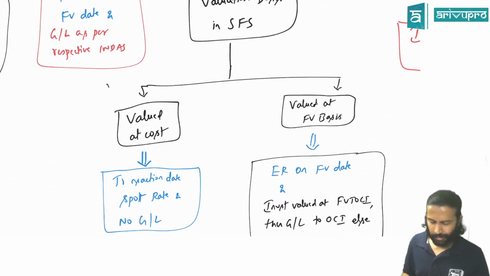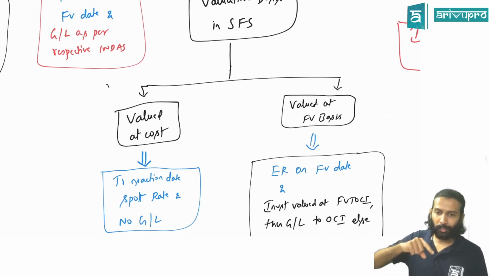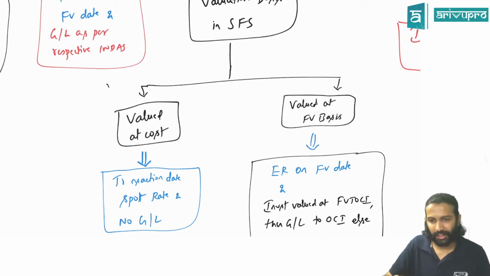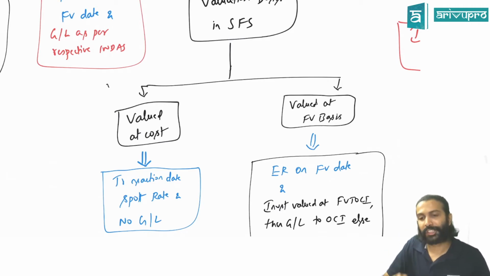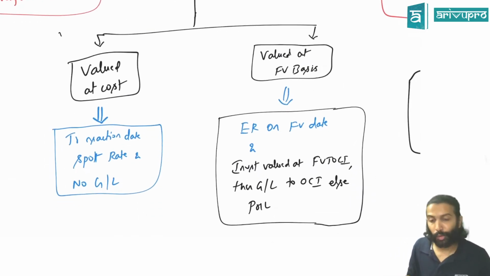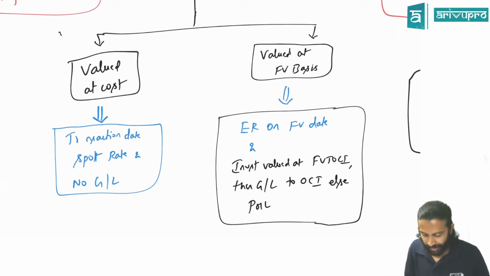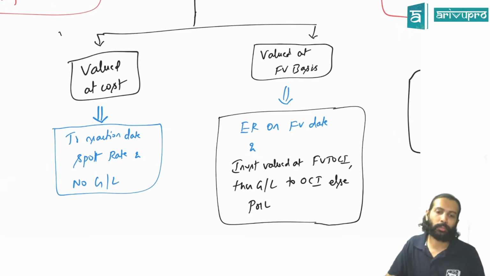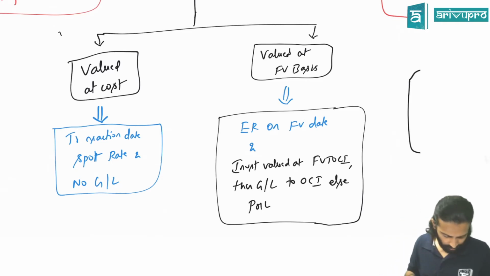Suppose you are valuing the investment on fair value basis. Now, if a non-monetary item is valued at fair value, what will happen? There will be some gain or loss. To find out that gain or loss, first you have to use the exchange rate. On which date? Not on the transaction date, but on the day on which you found out the fair value. That's what we have written as exchange rate on the fair value date. Now this gain or loss: if you're following the FVTPL method, it will go to P&L. Otherwise, it may go to FVOCI.